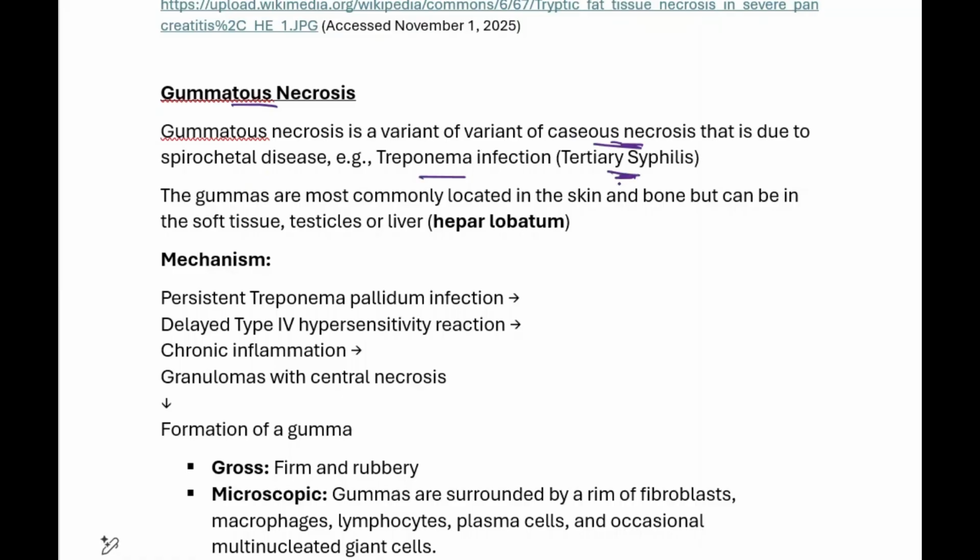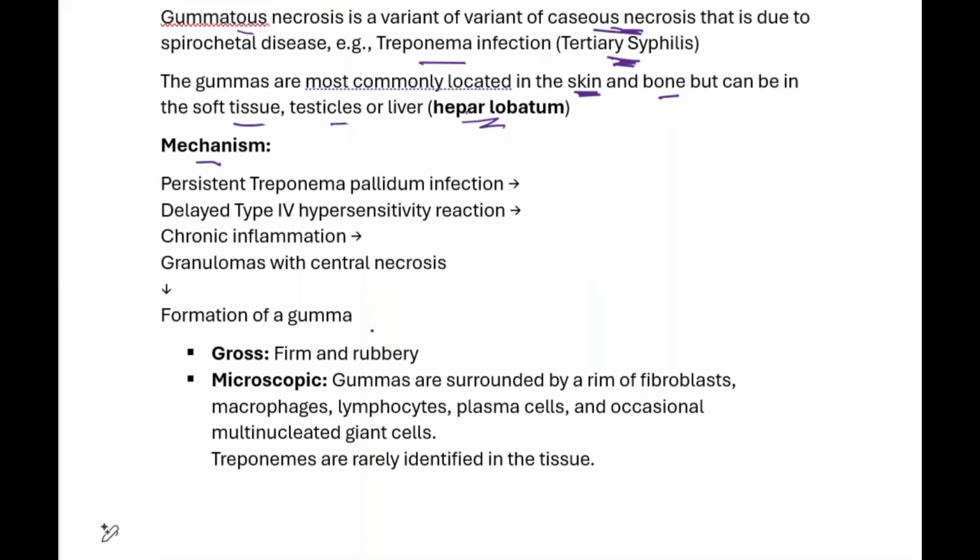Because if you look at syphilis, we have different stages: congenital, primary, secondary, tertiary. But one of the manifestations of tertiary syphilis is granuloma. The gummas are most commonly seen in the skin and the bone, and they could be soft. They could also be in the testicle and liver. And if you see them in the liver, we call them hepar lobatum. And there's a mechanism of this gummatous necrosis. It's also a form of type 4 hypersensitivity reaction. Remember, type 4 hypersensitivity reaction is involved in the formation of granuloma.